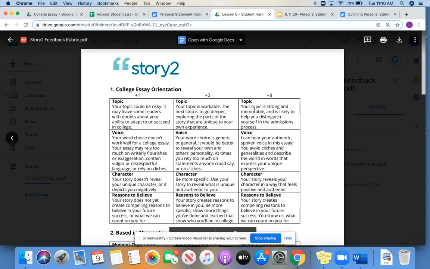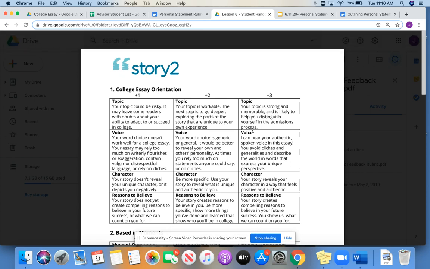You want a strong and memorable topic. Voice, it should sound like you, right? They should be able to hear you speaking this and you saying this. You don't want to use really overly formal language. Character, what does this show about you? And you want to show yourself in a positive light at the end. And reasons to believe, you want to give them a reason to believe in you.